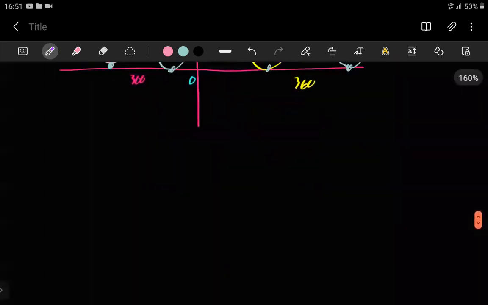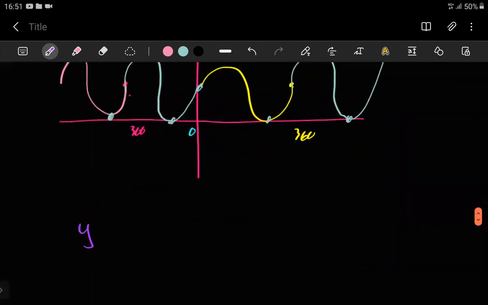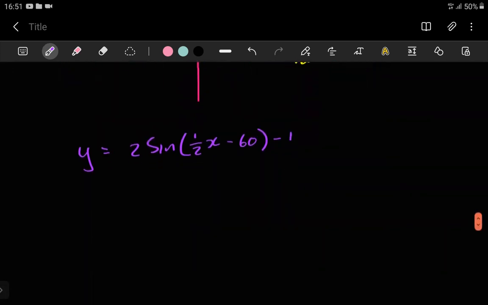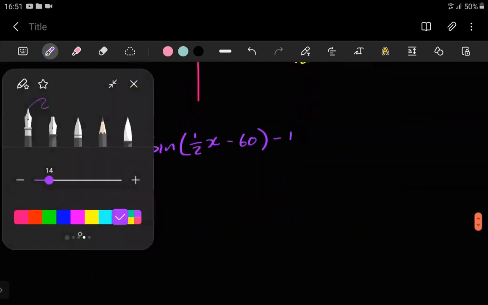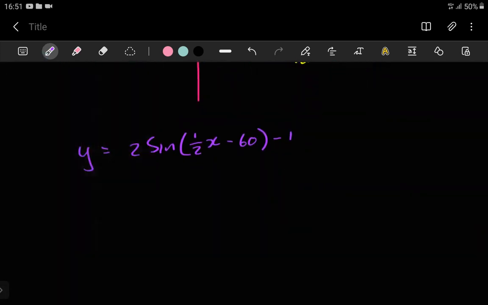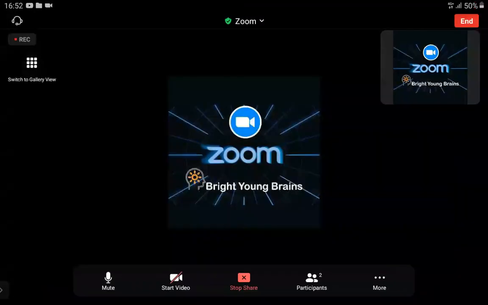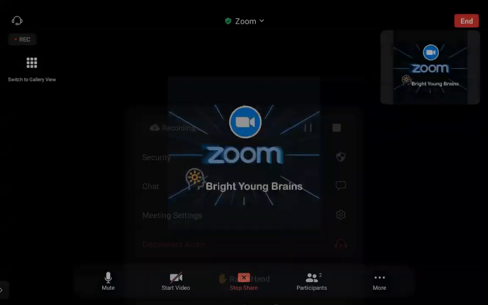So an example of that is, say we have a random equation. Let's say y is equal to 2 sine, let's say half x, and then here, minus 60, and then minus 1. Let me quickly go and get my calculator. Yep, you can do that. We're working on an example.